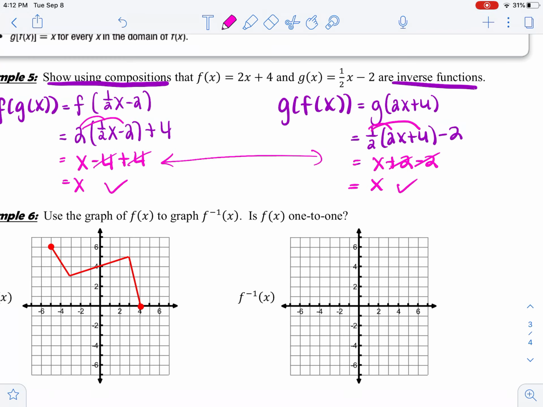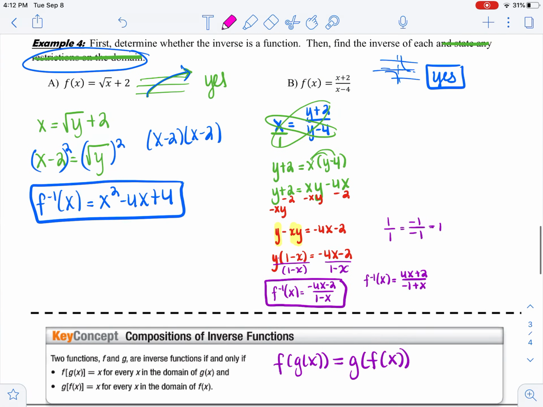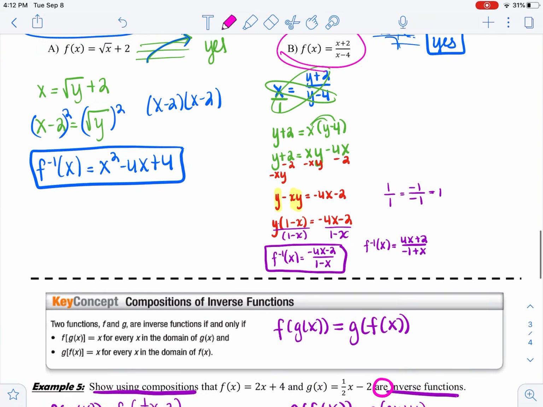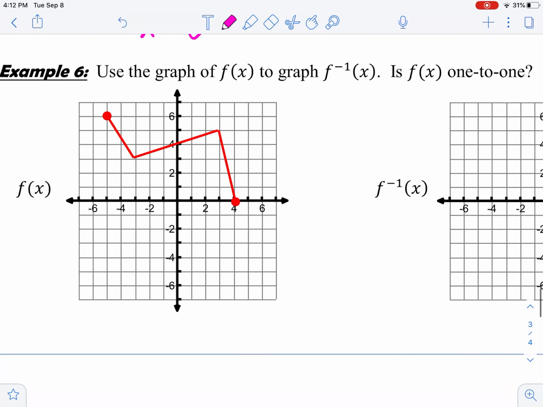Okay, and also the directions say show using compositions that they are inverses. So we're already telling you that they are. You just have to show the algebra that says that they are. All right, I left the easiest problem for last, and then I'm going to do another one like this one right here in case you want to see it again. If you don't, then you'll be good for the day.